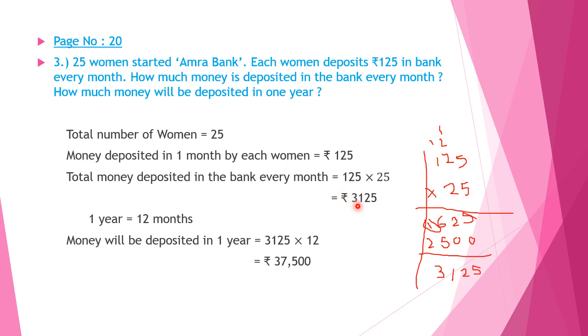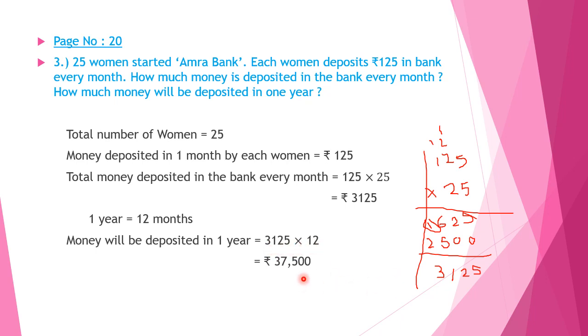Now this is the amount they deposited in every month. Now we have to find how much money will be deposited in 1 year. So 1 year is equal to 12 months. This is 1 month and they asked to find how much money they deposited in 1 year. So multiply by 12. So 3125 multiply by 12.